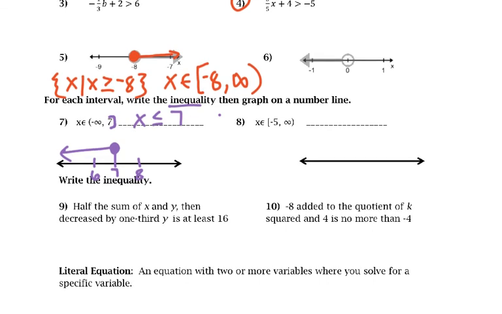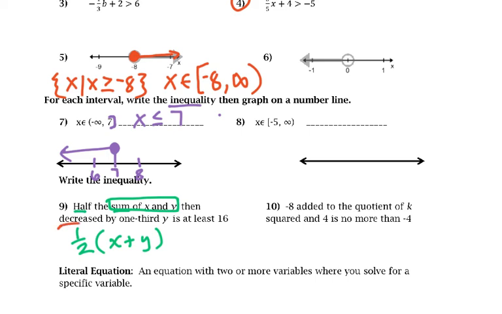Okay, numbers 9 and 10 are just translating from an English sentence into a math sentence. And so this is just using vocabulary. So we say half the sum of x and y. So the sum of x and y, that's what I'm adding together. And I'm going to take half of that sum. And I'm going to use parentheses, because if I don't use parentheses, then I'm just taking half of x and adding it to y.